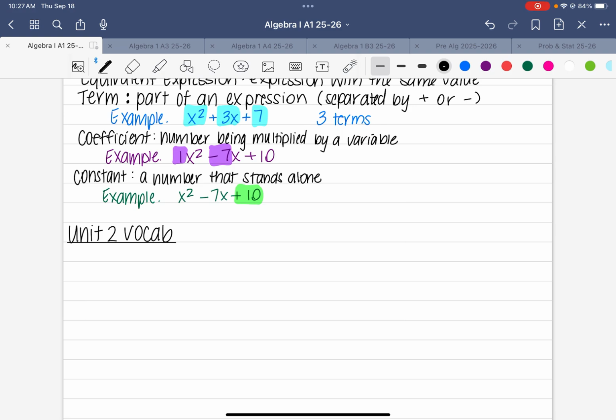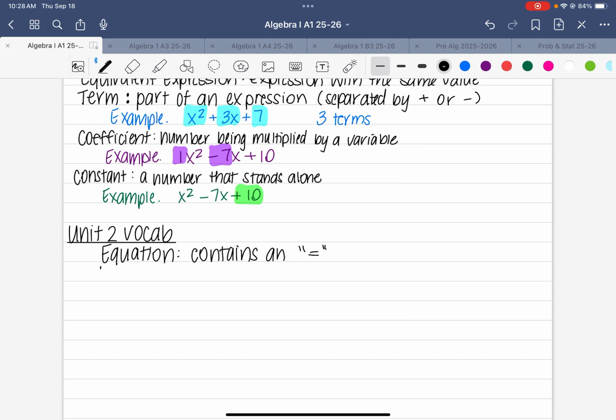Two quick definitions when it comes to Unit 2 for the first lesson. The first thing we're going to talk about is, what is an equation? An equation, an expression, and an inequality are not the same thing. There's something in there that makes them different. And in this case, an equation always contains an equal sign. An equal sign is always going to be present when it comes to an equation.